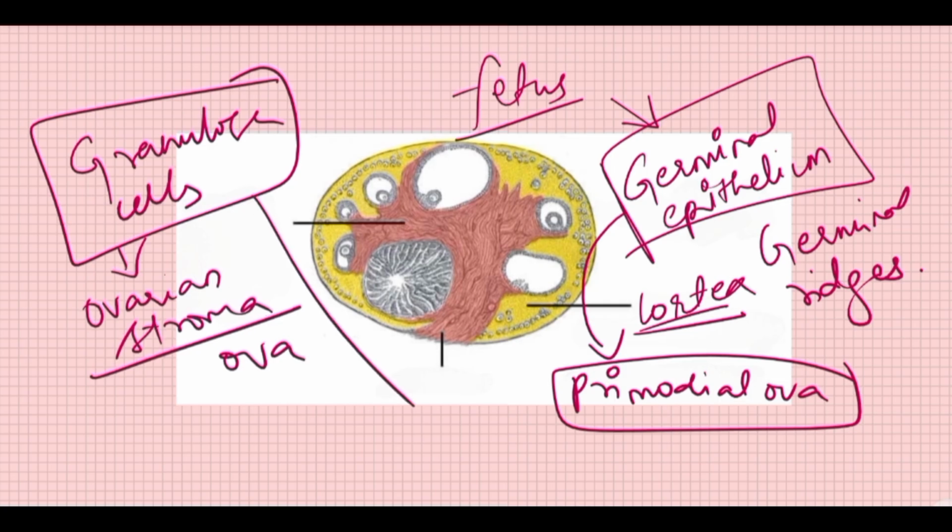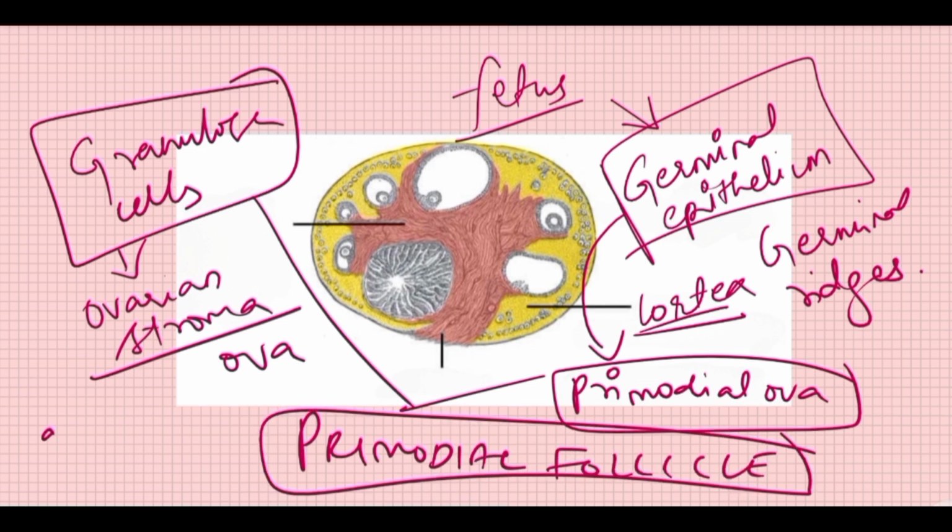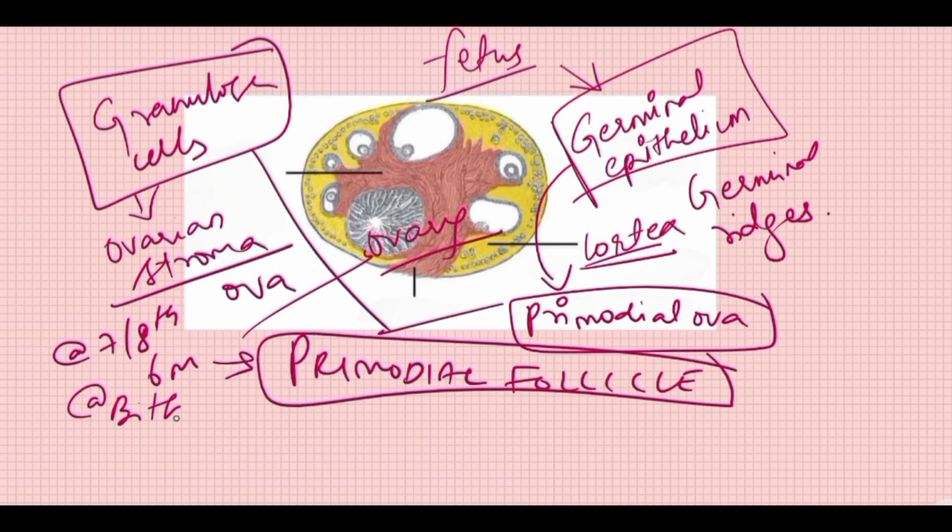So these two together are called the primordial follicle. At the 7th and 8th month of intrauterine life, about 6 million primordial follicles are found in the ovary. At birth, there will be 1 million primordial follicles in both ovaries. The rest of the follicles degenerate.